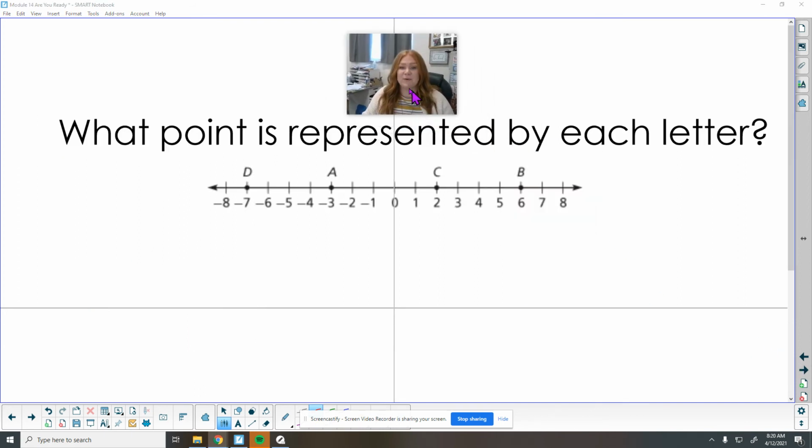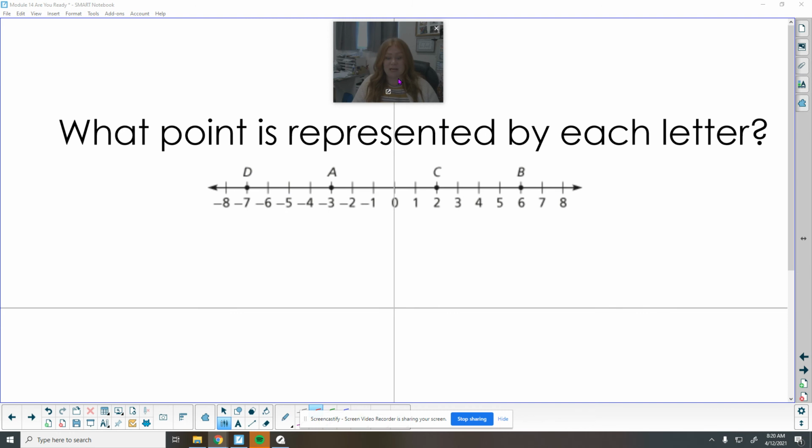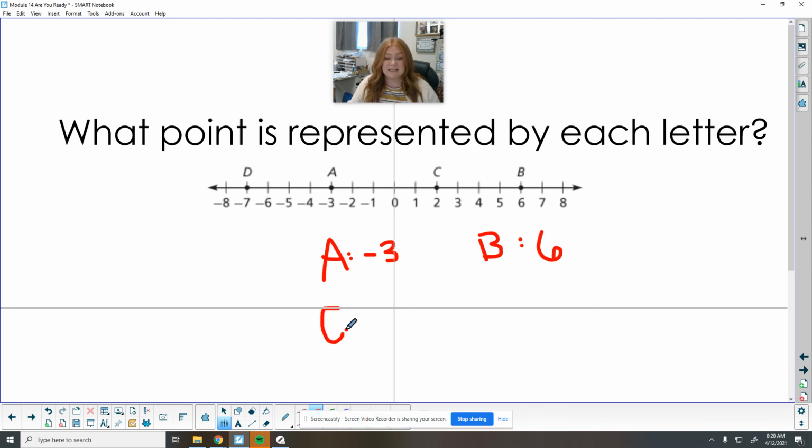We also are going to be using our integers and our number lines. So what is represented by each letter? At A, I start at 0. We're going to the left, -3. B went to the right 6 places, so +6. C went to the right 2 places. And D went back to the left, -7.